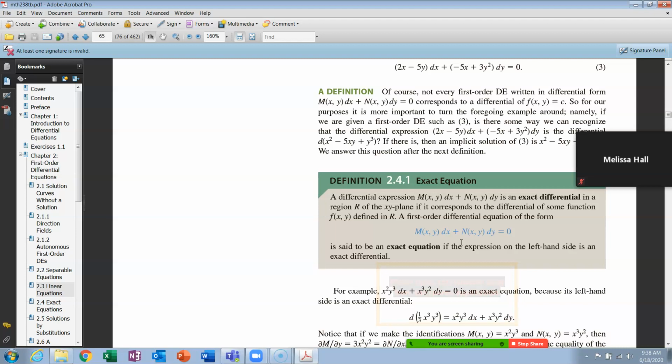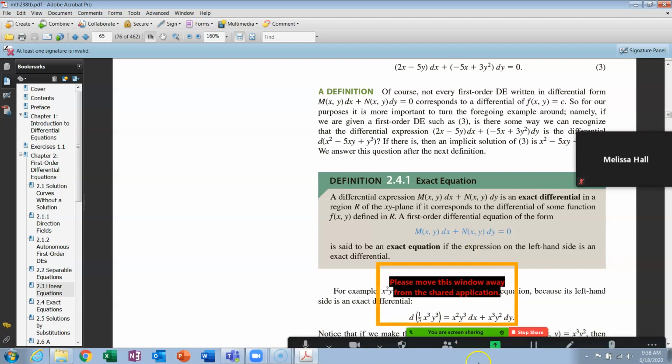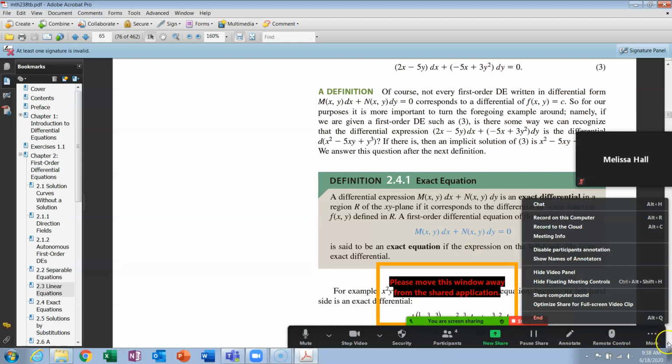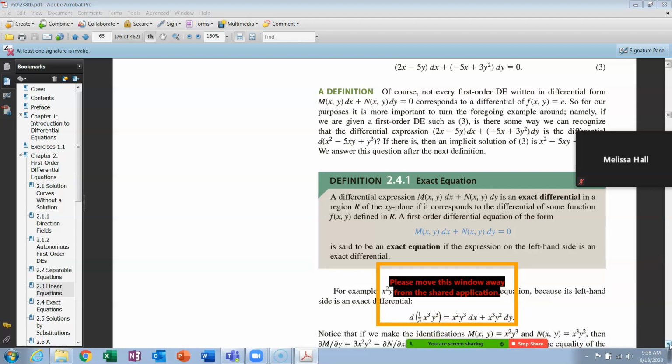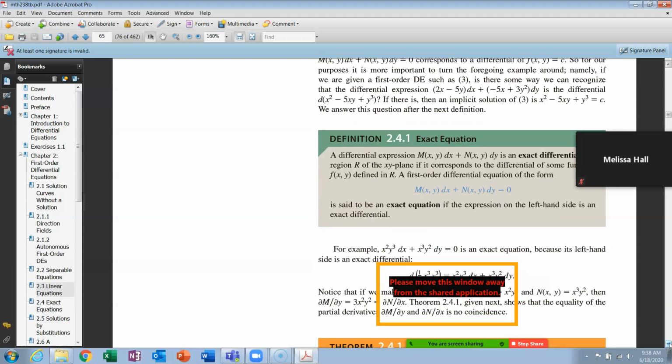If that can be broken down into a single function f, so that M of x y is the partial of f with respect to x, and N of x y is the partial of that same f with respect to y. Okay. Now, there's too many things here. Okay, go away. Okay. Here's an example.